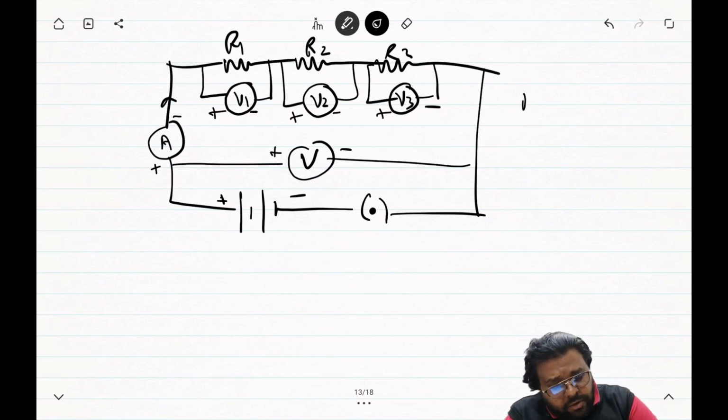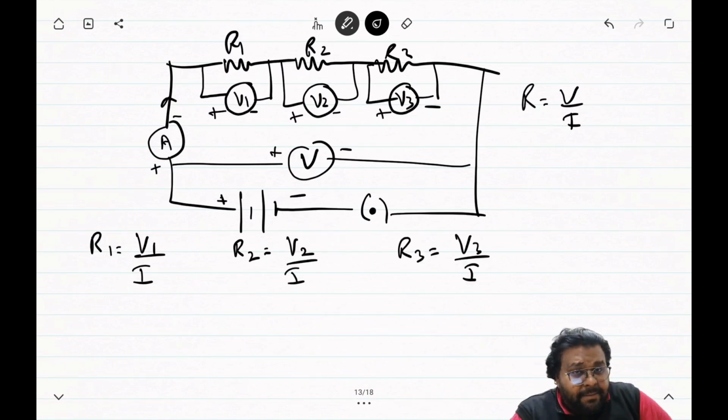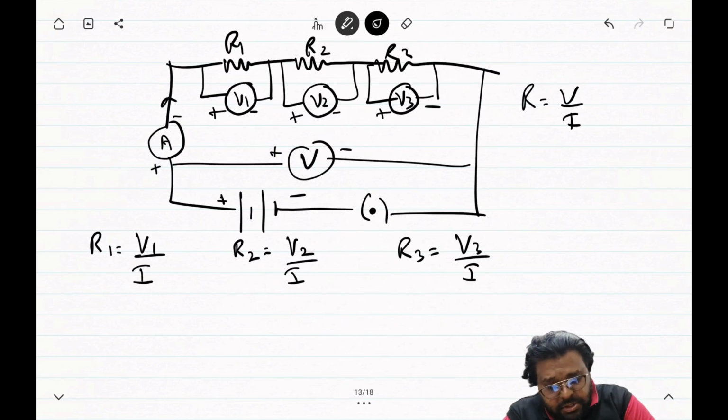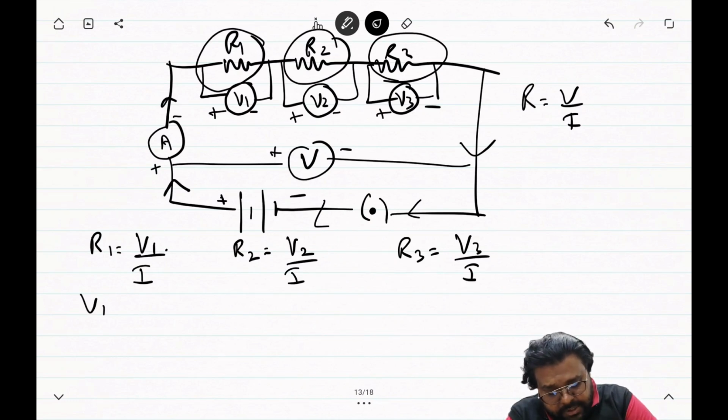Okay. Now we know R is V upon I. So R1 is equal to V1 upon I. R2 is equal to V2 upon I, and R3 is equal to V3 upon I. Now why am I taking I only as one? Because the total current exiting the battery travels through all the components equally and then enters back. So I is constant. Now from here we get V1 is equal to R1 I, V2 is equal to R2 I, and V3 is equal to R3 I.